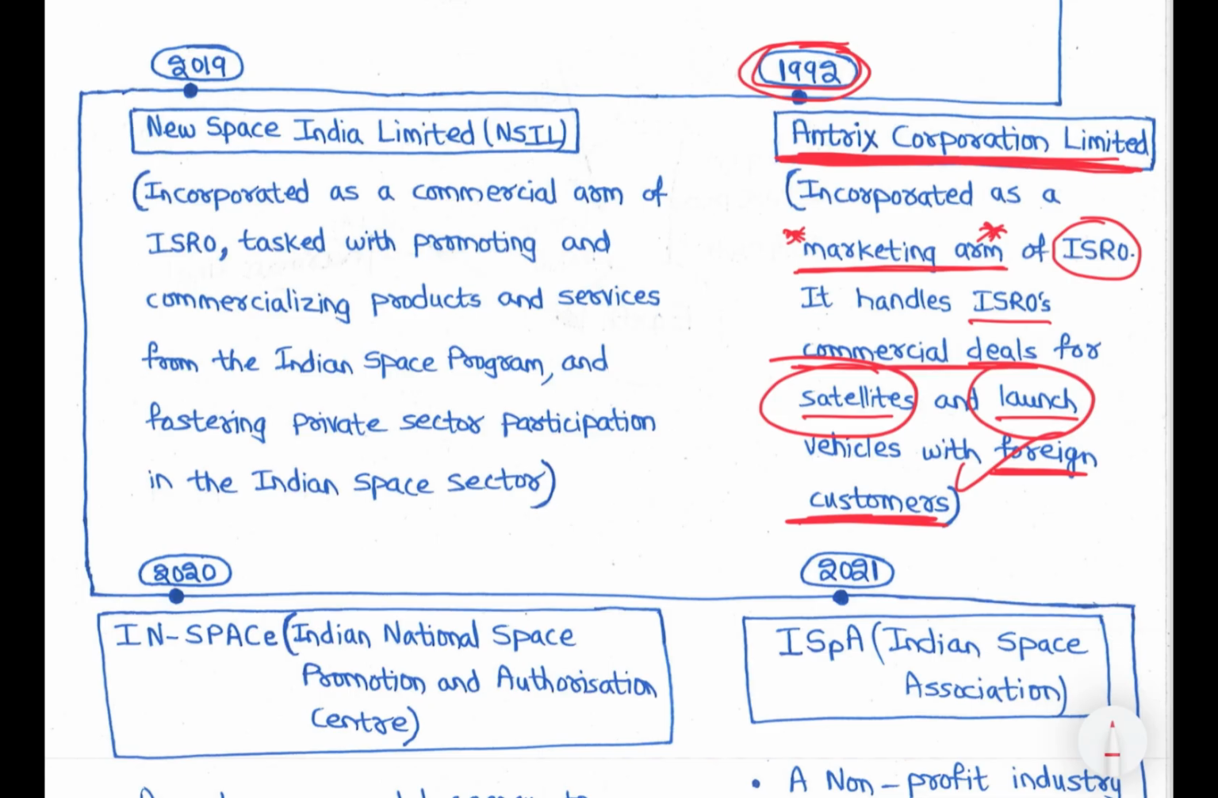Then next, in 2019. After that, till then, Antariksh Corporation was dealing with various private sectors also and with foreign players. Now, with time, we started realizing the importance of the private sector or private players in space, with the kind of work the private sector is doing in other countries, especially in the USA.